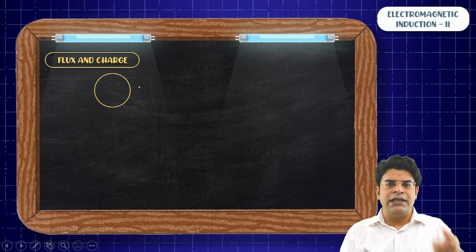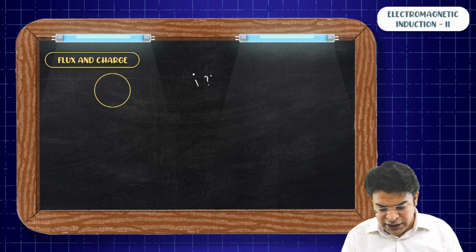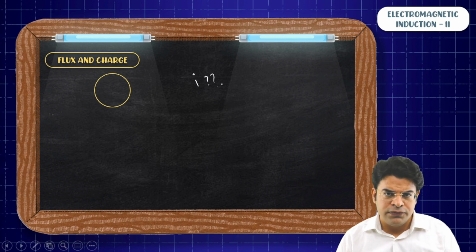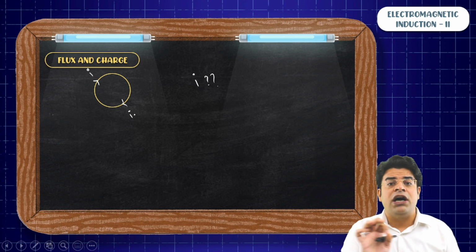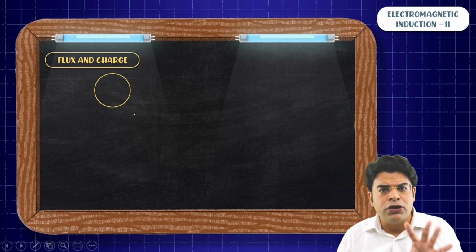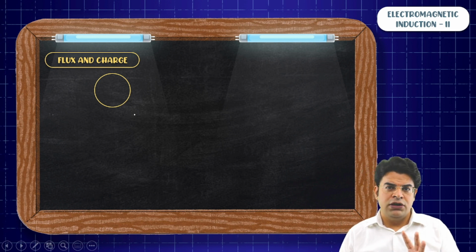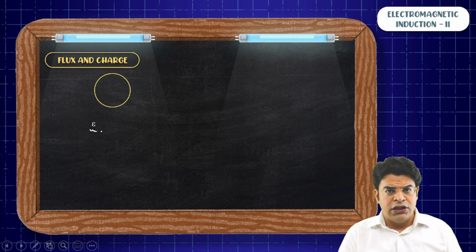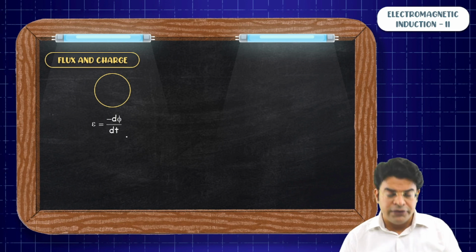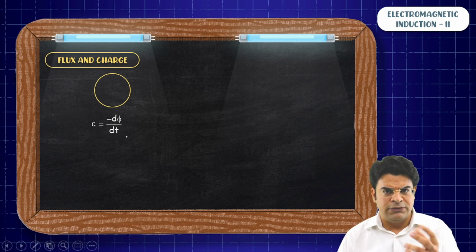Now when we say that the current will flow, what is current exactly? So the rate of flow of charge. So when some current flows in this coil, it means that some charge flows in this coil. Now the simple question is how much charge flows? So we can say that the EMF induced in the loop is nothing but minus dΦ/dt, the rate of change of magnetic flux with respect to time.